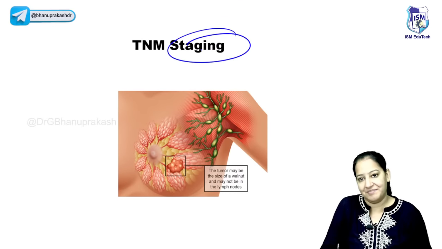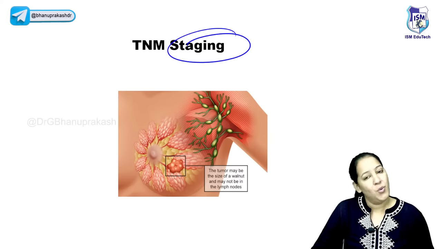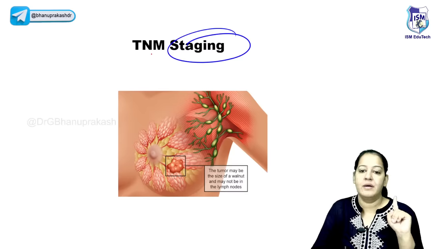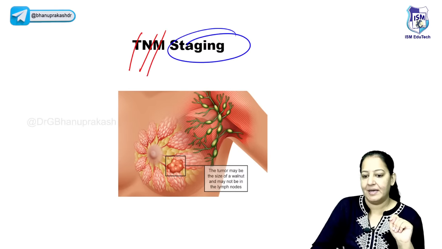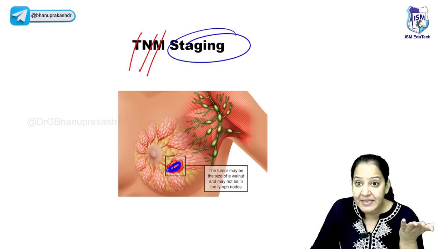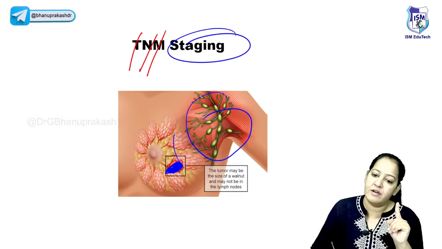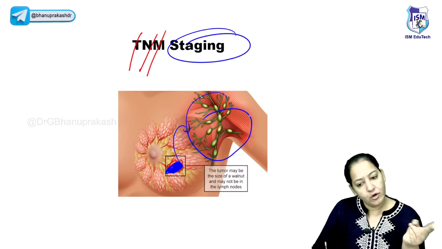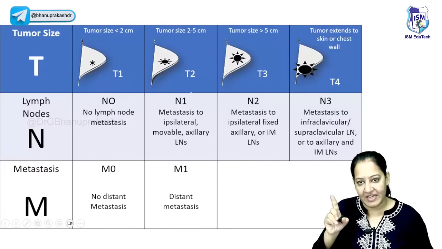TNM staging system. We are done with grading. Staging is done by the clinician. What is the full form of TNM? We see three things: tumor size, nodes, and metastasis. See, this is the tumor. See the size of this tumor in centimeters. How many centimeters is the tumor in the female? The nodes: see whether axillary lymph nodes are involved or not involved. And look for metastasis, whether it is there or not there. That is the full form of TNM.